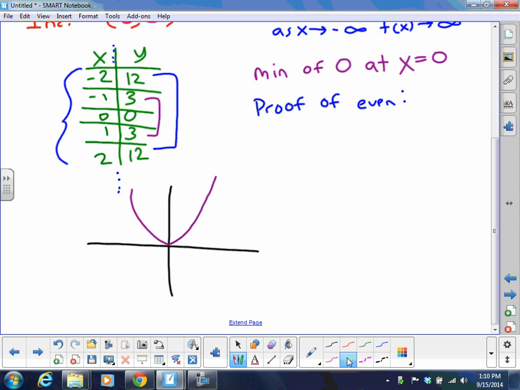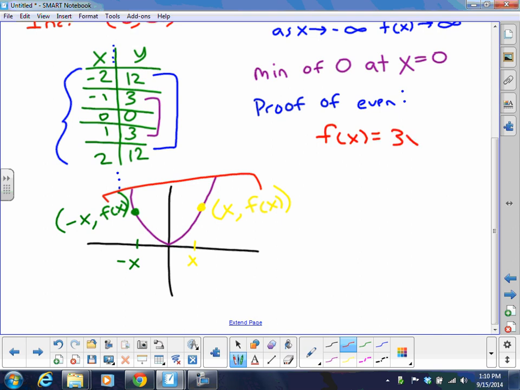Okay, I need to show that if I were to take some point here, so it has some x value and then f of x, whatever the y value happens to be, and then go on the other side of the graph, out to the negative coordinate, that y value would be the same y value as it was on the other side. So this and this are the same, and that guarantees that it's the same height, it's symmetric over the y-axis. So again, for our example, they gave us the equation f of x equals 3x squared.